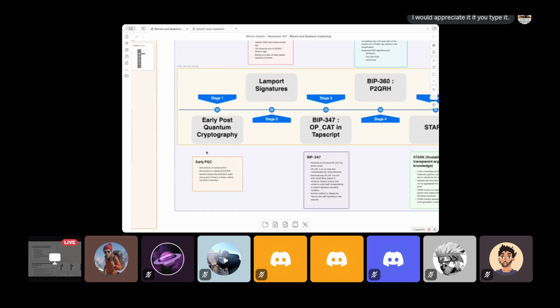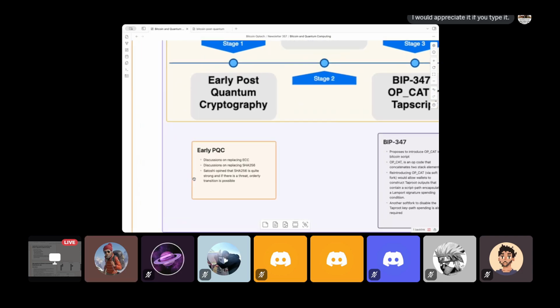So basically, in the very early days itself, there were questions raised, or discussions happening, about replacing the elliptic curve and also the SHA-256 hash. But the context of the discussion was not quantum when Satoshi was around, probably in 2010. It was more around the probability of a hash collision. During that time, Satoshi's opinion was that SHA-256 is very strong, and he expressed that if at all there is any threat, we can, in an orderly fashion, shift people or move to a new solution. So that was the earliest discussion about post quantum cryptography.